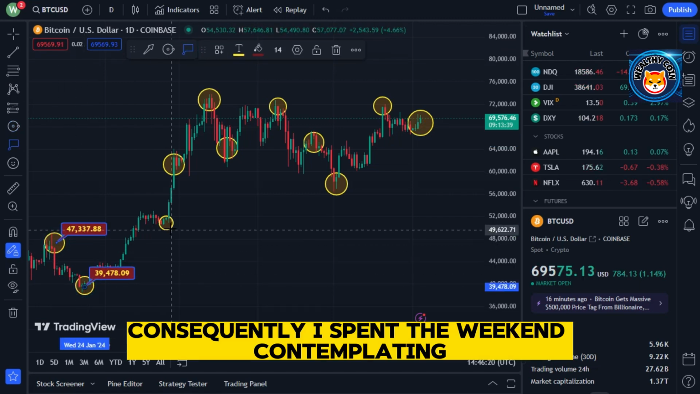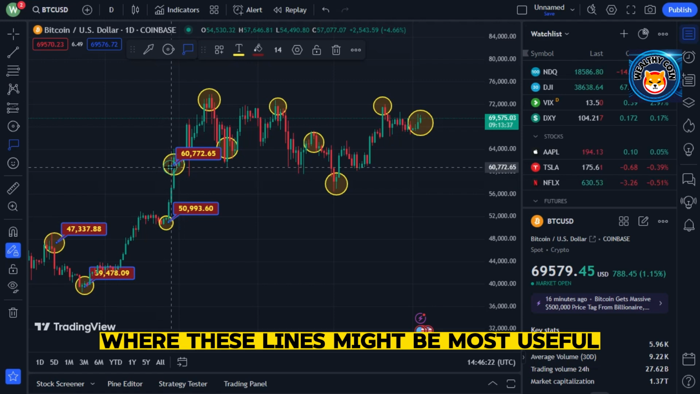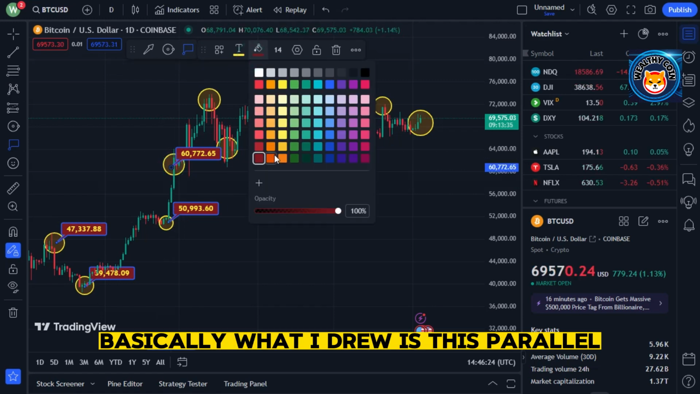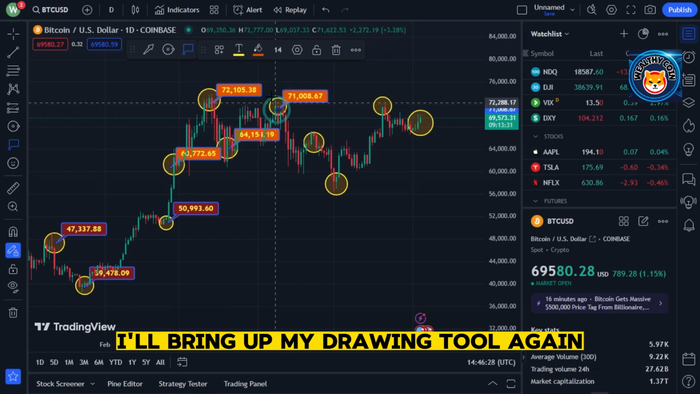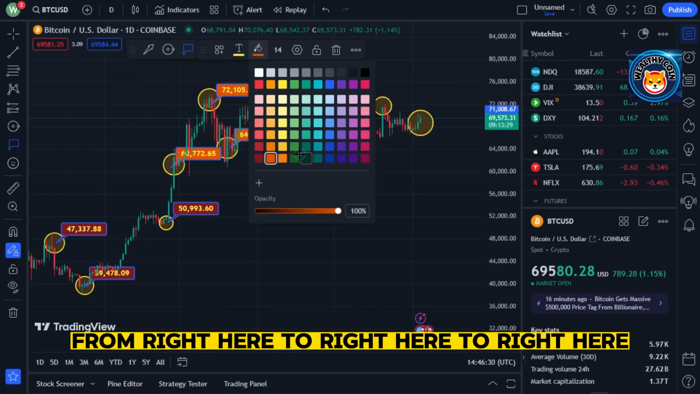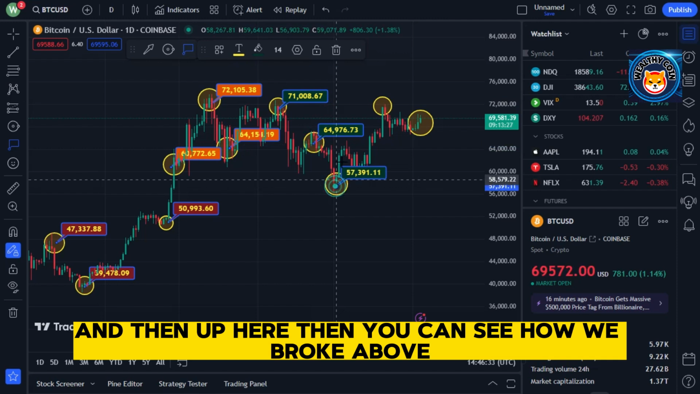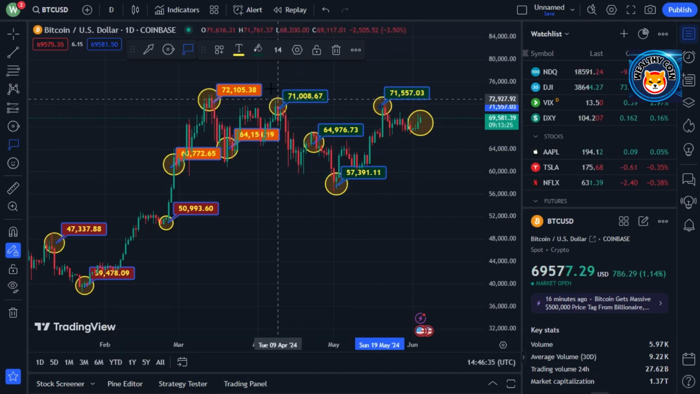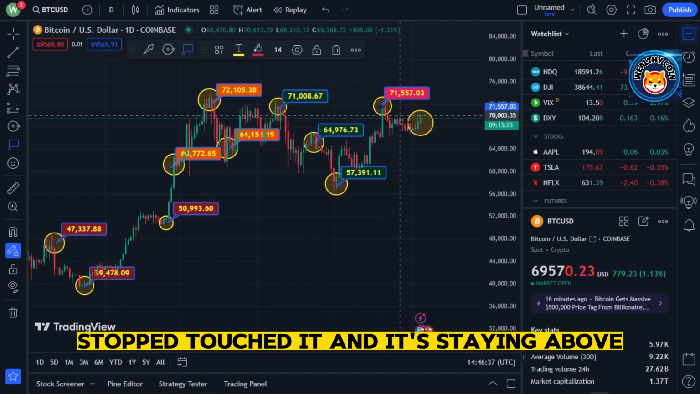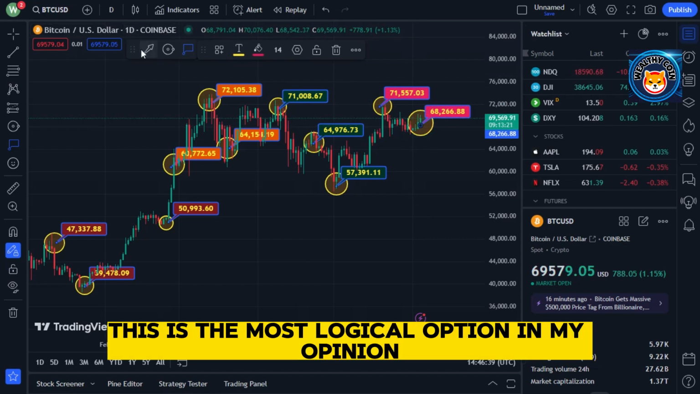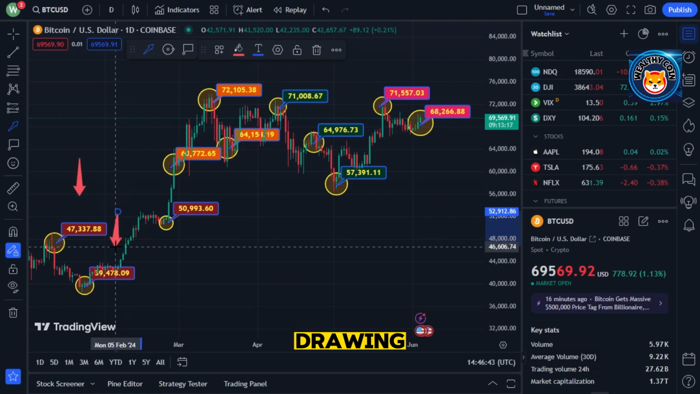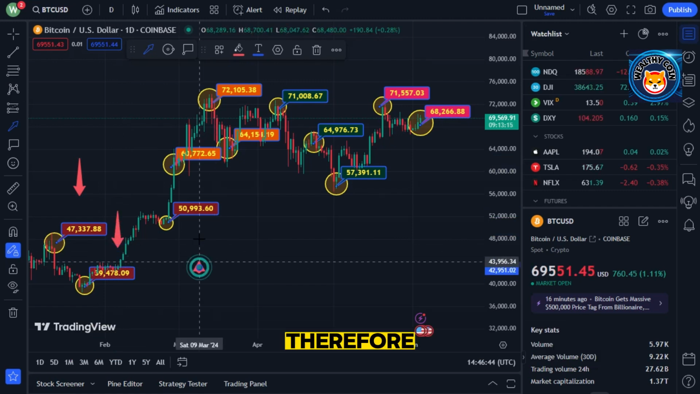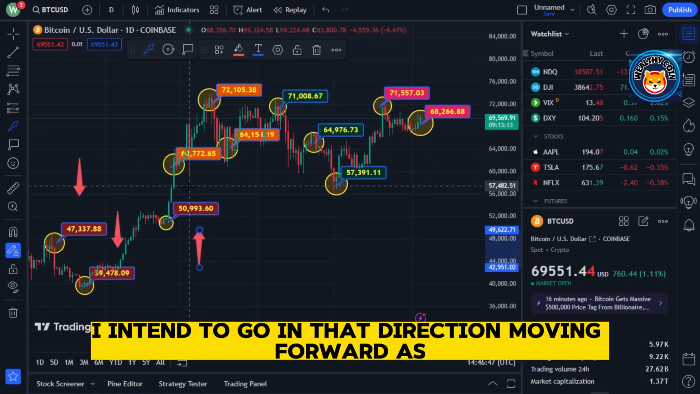Consequently, I spent the weekend contemplating where these lines might be most useful. Basically, what I drew is this parallel where you're taking your exact low. I'll bring up my drawing tool again from right here to right here to right here, and then up here. Then you can see how we broke above, stopped, touched it, and it's staying above. This is the most logical option, in my opinion, when it comes to the art of trendline and channeling drawing. Therefore, I intend to go in that direction moving forward.